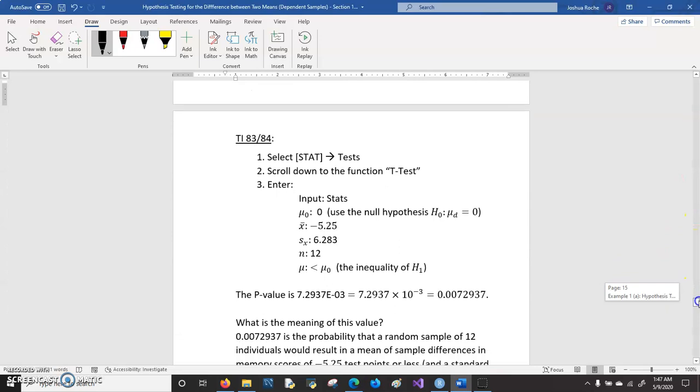Similarly, if you did this on the TI-83 or 84, go to your stat, select tests, scroll down to the t-test, make sure that you're in the stats input, put in 0 always for the value of the null hypothesis, put in the mean of the differences, the standard deviation, the sample size, and then make sure to put in the direction of the inequality. Either way, when you do that, the p-value comes out to 7.2937 e negative 3. Remember that when you see that result in a calculator, it's scientific notation. It means 7.2937 times 10 to the negative third power. If you convert that to standard notation, that's 0.0072937.